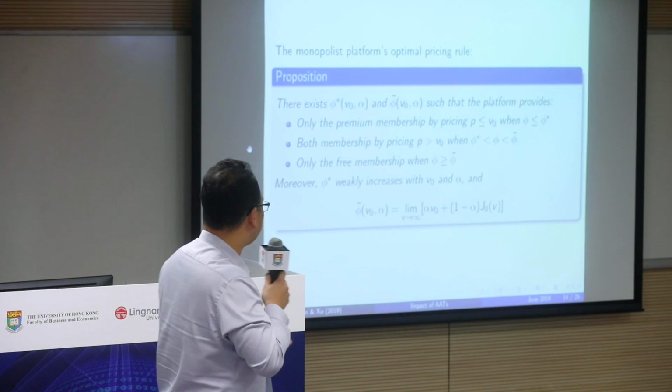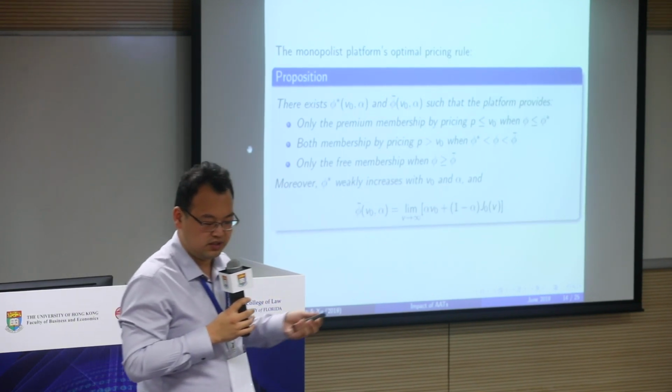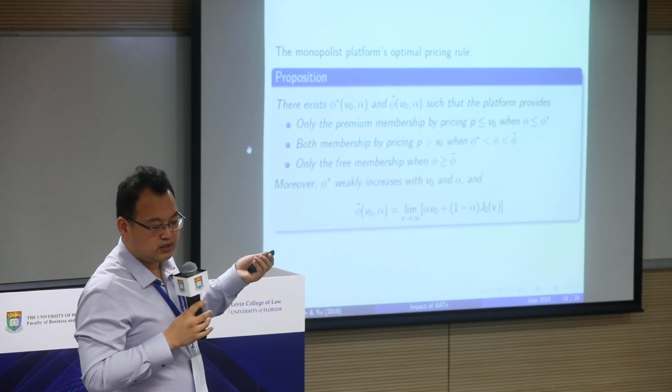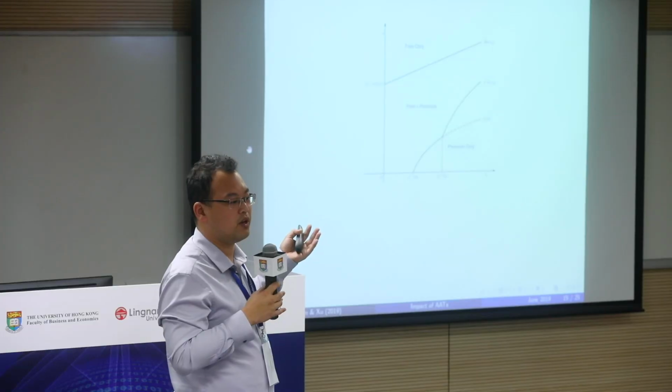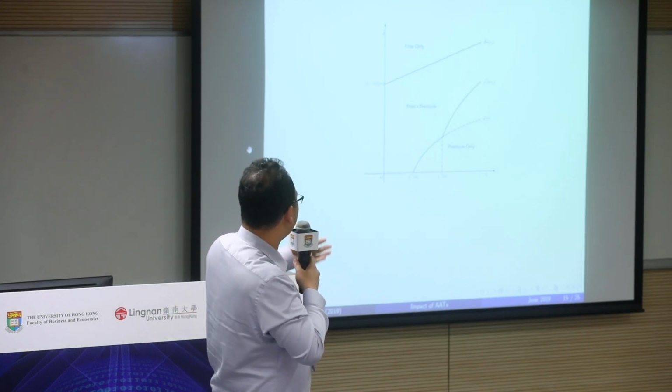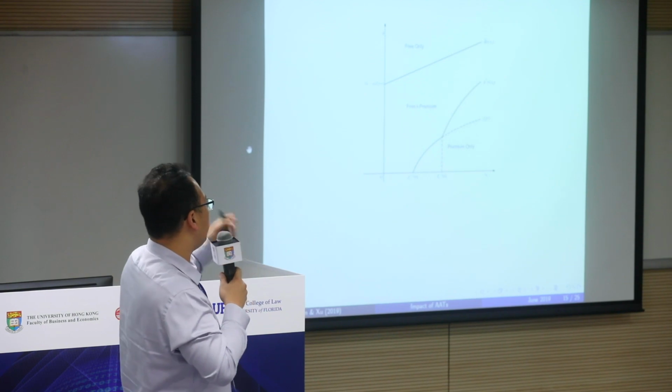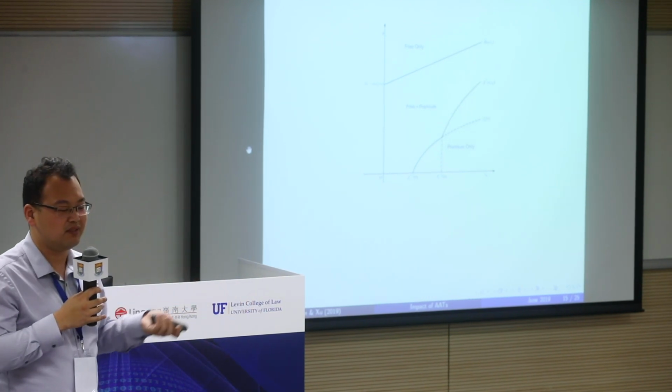So I'm ready to present this very long proposition. There are two thresholds that separate the optimal pricing rule of a monopolist platform. Don't look at this, it's too terrifying. This is the better one. If we have a very high advertising fee, the platform should provide free membership only. When we have a very low advertising fee, the platform should provide only the premium membership. And in between, they should provide the freemium option.